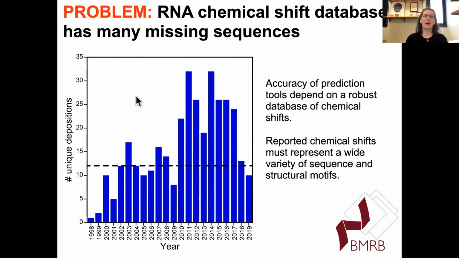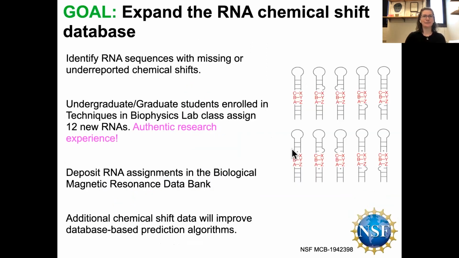Now, another potential complication is that the chemical shift database must encompass really a wide variety of sequence and structural motifs for accurate predictions. So now that I've told you what the problem is, here is one way in which we are working towards a solution.